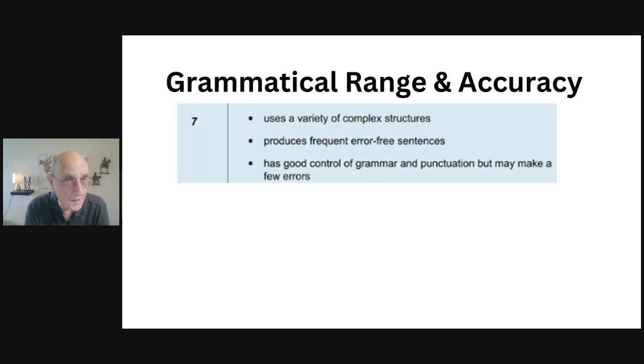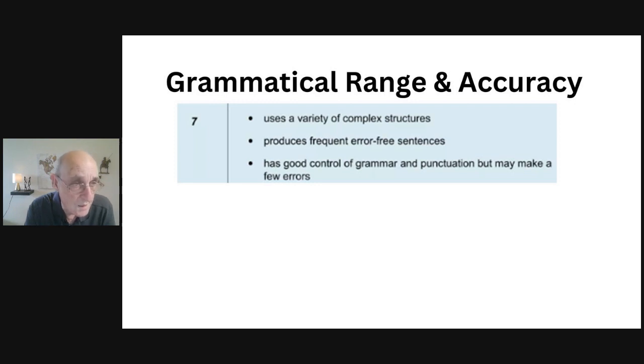And then the second criteria is to produce frequent error-free sentences. Again, if you make one or two mistakes, you'll be okay. But if you make too many grammatical mistakes, it will lower your score. And the danger here is if you try to get too complicated, you'll make more errors. So keep it simple. Show a wide variety, 3 or 4 different types of sentences, and make them clear and grammatically accurate. And then has a good control of grammar and punctuation.